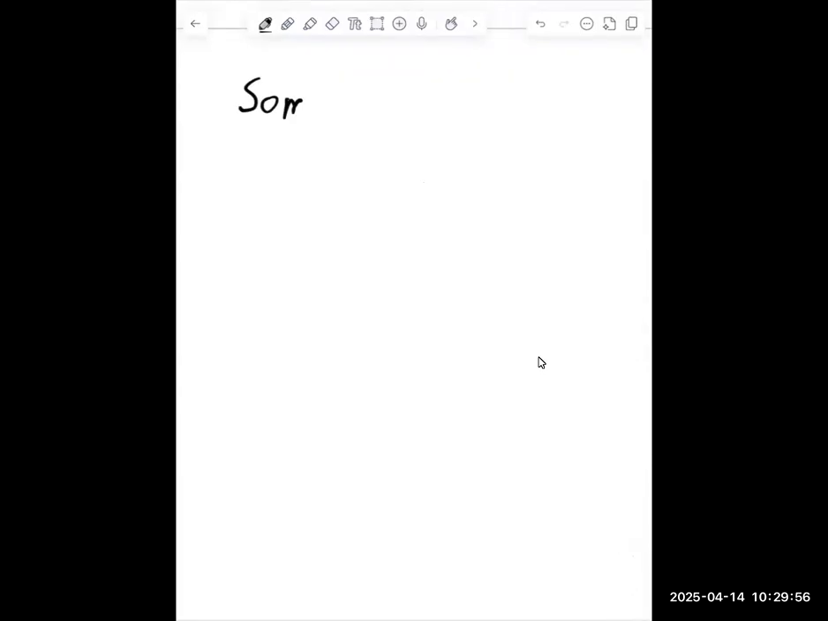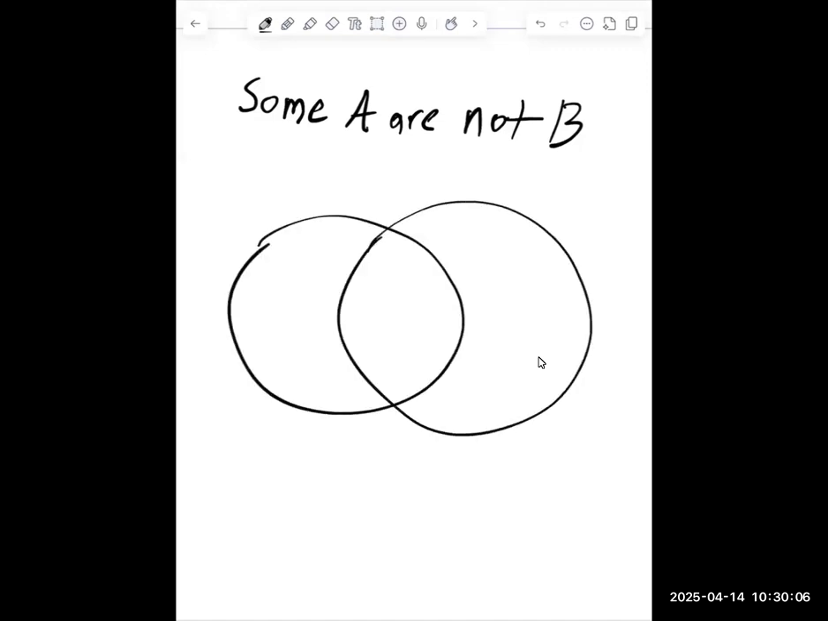Finally, some A are not B. Well, how would we draw that? Think about it. We want to show that there's at least one thing in this group of A things that's not in the B group. Well, we just draw our little X or whatever outside here in A.